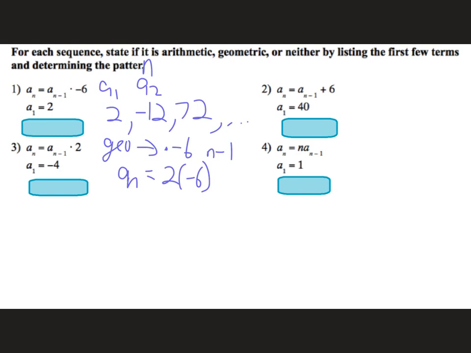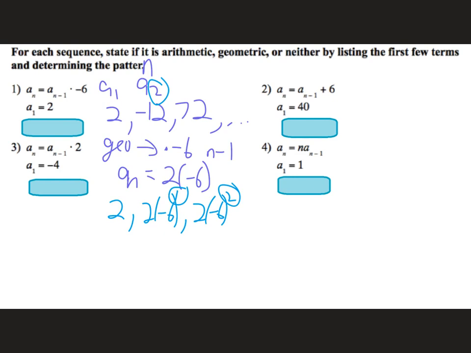I had a little conversation with myself. This first one is just 2. The second one is 2 times negative 6. The third one is 2 times negative 6 squared. So you notice that these numbers are 1 less than those ones. That would be what's going on there.